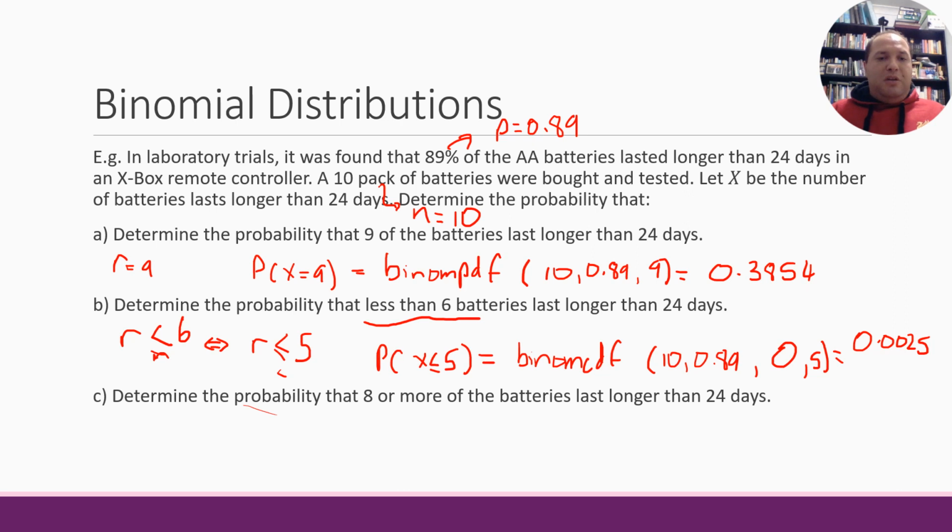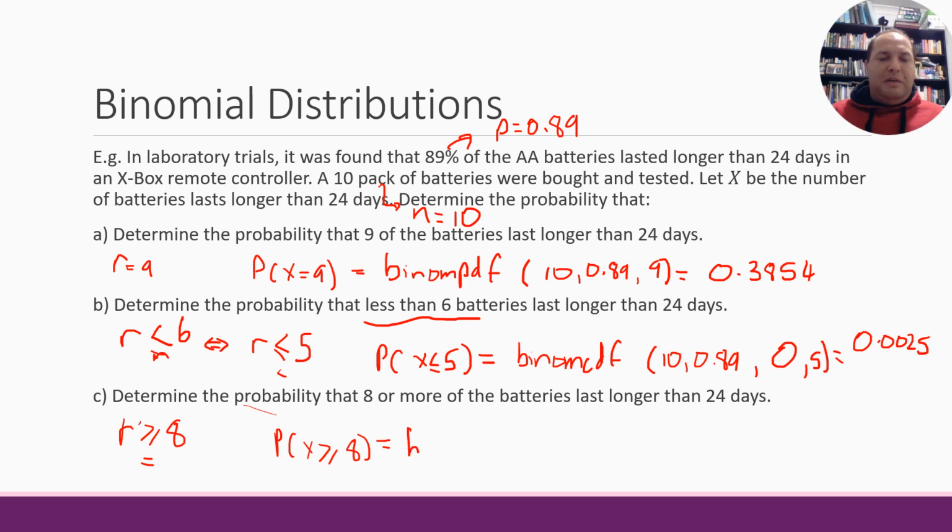All right, last one: determine the probability that 8 or more batteries last longer than 24 days. So in this case, R is equal to or greater than 8. That's fine. We've got an equal to or greater than sign. That means we can definitely use the binomCDF function on our calculators again. We can use CDF here again because we're looking at a range of values, anything 8 or greater.